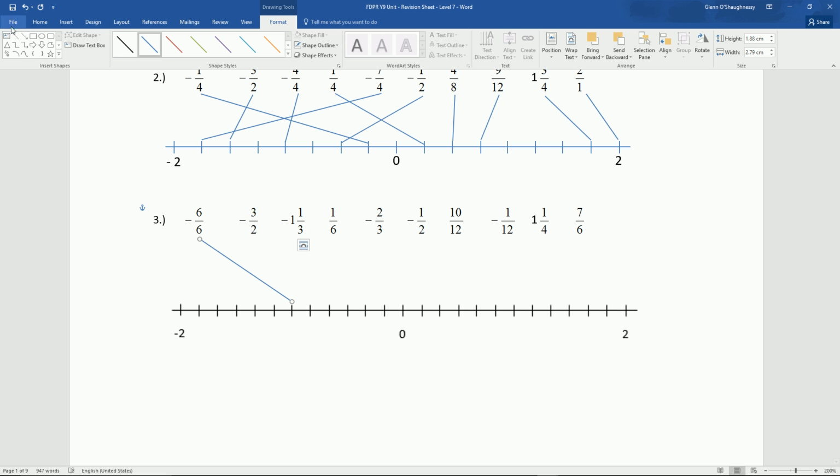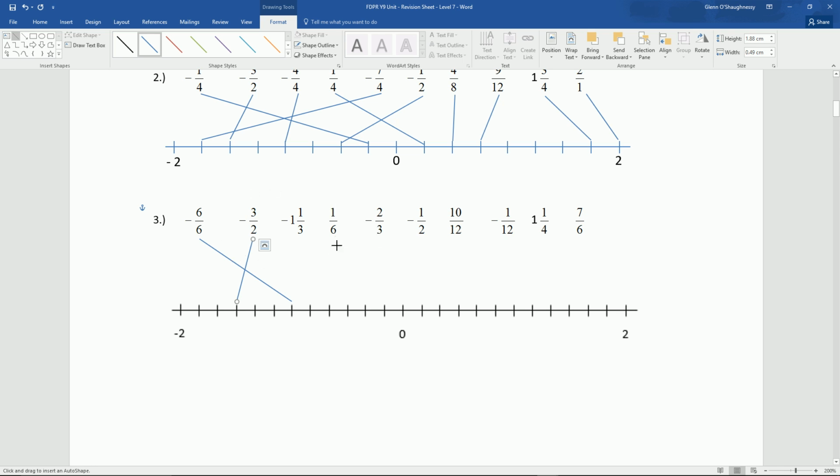-3/2. All right, so break it in half. There's 1/2. -1/2 is there. -1 is there. -1.5 is there, which is the same as -3/2. This one's tricky. It's hurting my brain too.